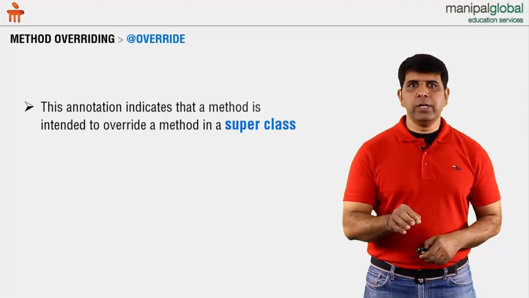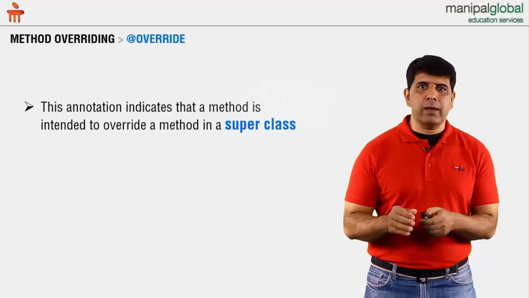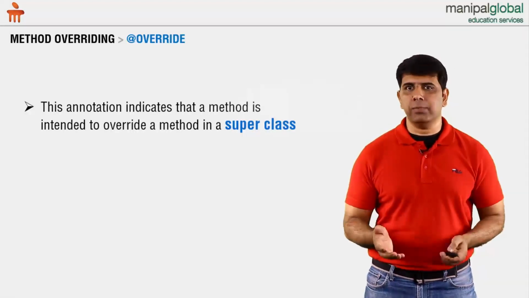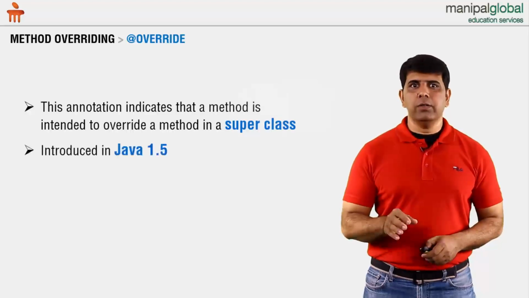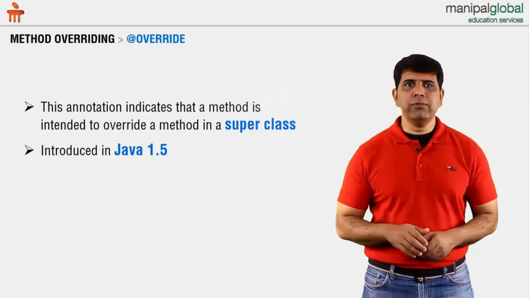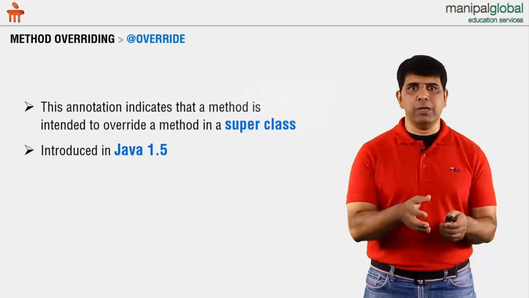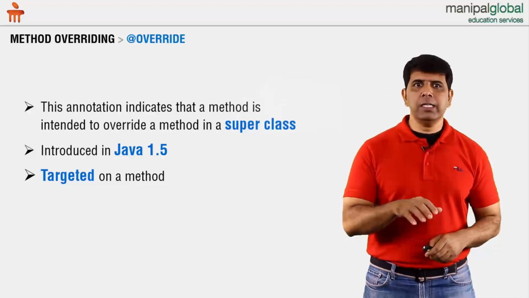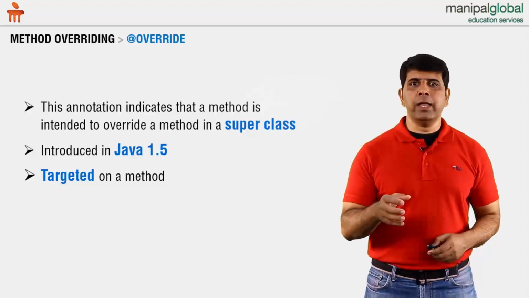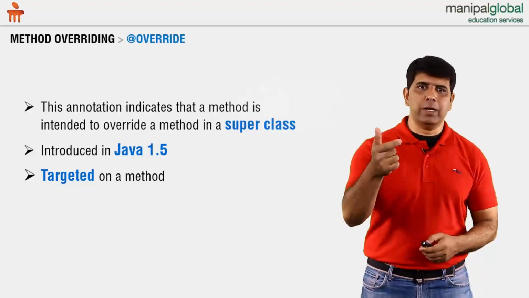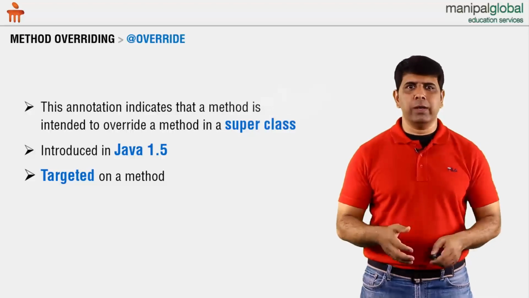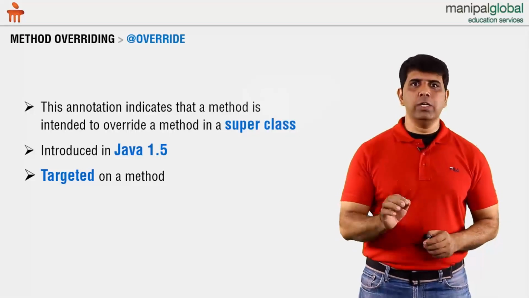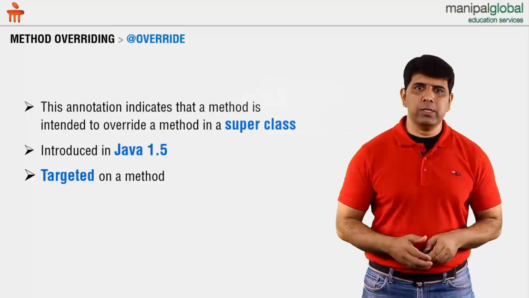So the annotation @override indicates that a method is intended to override something from the superclass, but is it done correctly or not? Now this was introduced in Java 1.5. In fact, the whole concept of annotations came in 1.5, and it is targeted on a method. When you write an annotation, you typically place it for a class name or variables or methods, constructors, and so on. Now this particular annotation is only used along with a method.